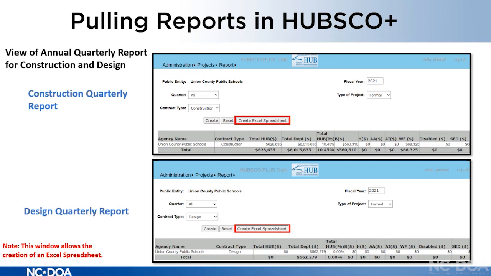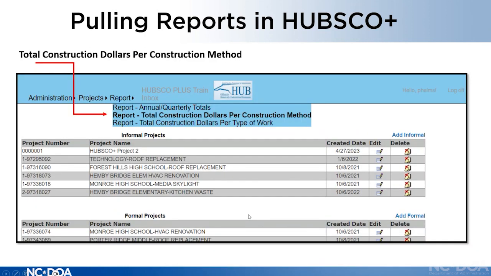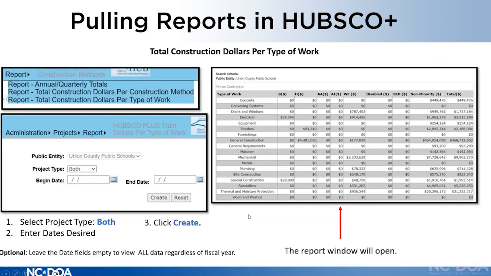Okay, and you can see construction or design related information. You can also do construction dollars by type of work. So concrete, conveying systems, electrical, furnishings, general contracting, special construction. It depends on what you selected for your prime contractor's type of work. But you can create a report on that as well. And you can do it by date as well. You have to have a beginning date and an end date, I believe.